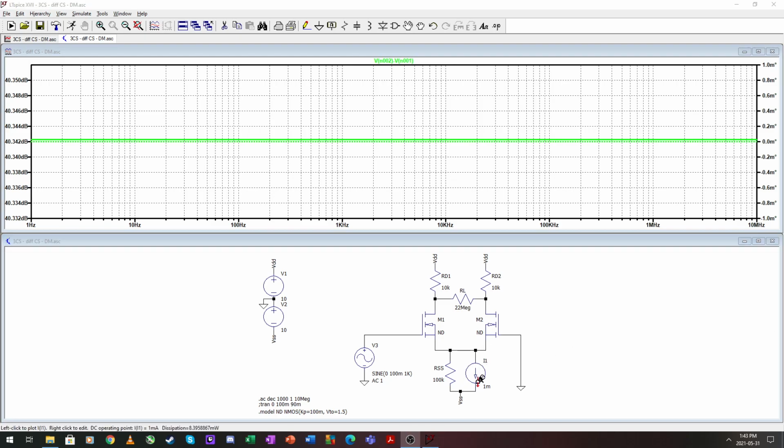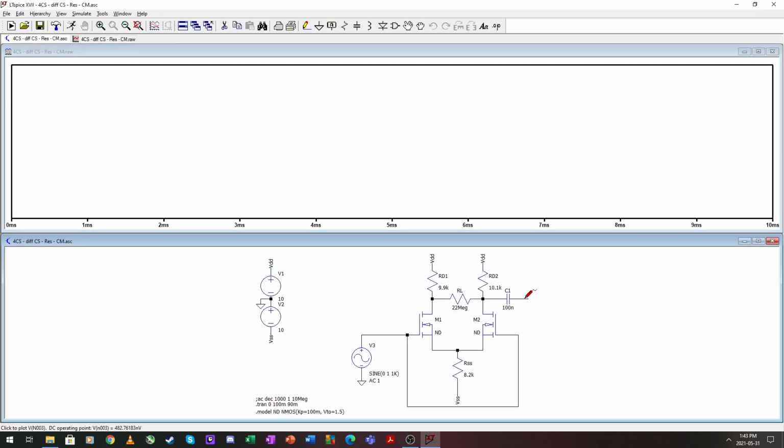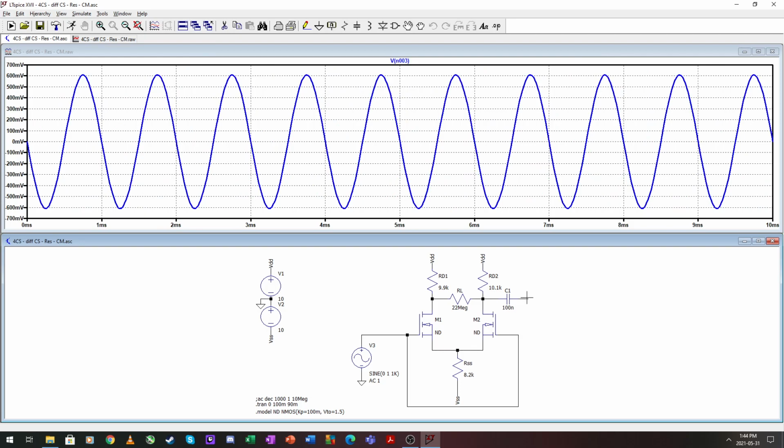The next simulations will be with purely resistive biasing. In this one I have placed mismatched resistors, a single-ended output through a capacitor, and then just our RSS right here. If we take a single-ended output right here, we have 600 millivolts with a 1 volt input. So that gives us that 0.6 volts per volt common mode gain for the single-ended output when using a resistor.